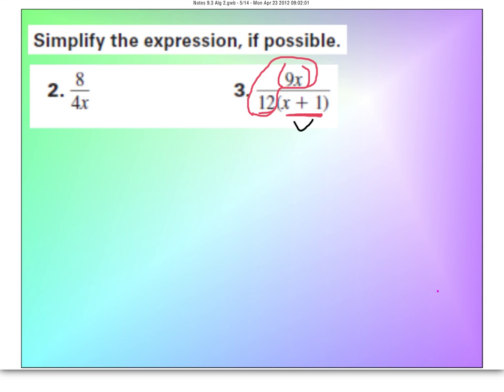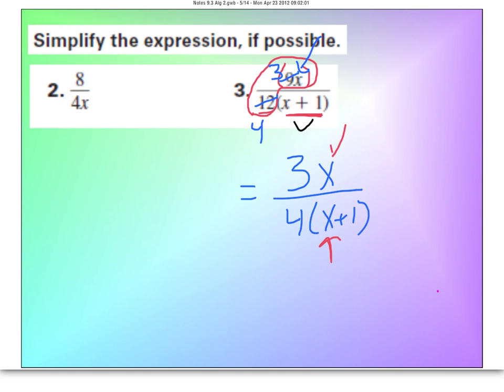I can't get rid of this single x right there, but I can simplify the 9/12. I can pull a 3 out of each. 9 divided by 3 is 3. 12 divided by 3 is 4. So the only thing I can do is rewrite that as a 3. That x on the top stays. Change the 12 to a 4, and the group x plus 1 stays. Again, you cannot cancel these two out because this group is a single x and this entire group is an x plus 1. They have to match perfectly to do that, and they're not. So that's the final answer.